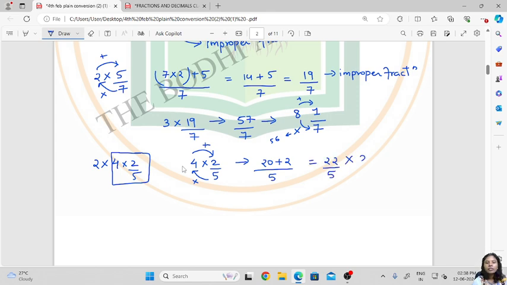This we multiply with the 2 which is there here. So we'll get 44 upon 5. Okay.